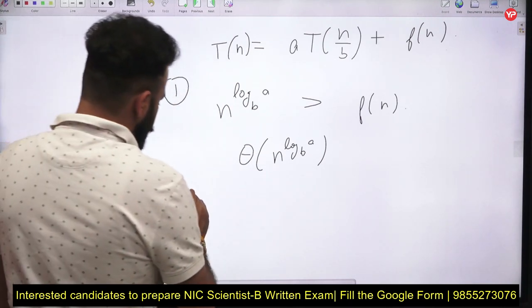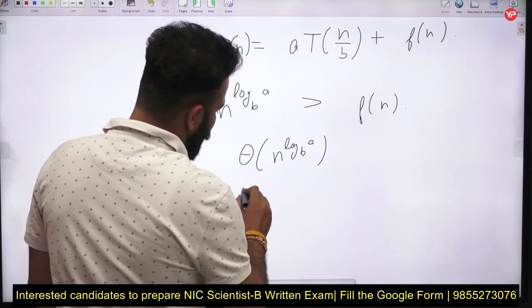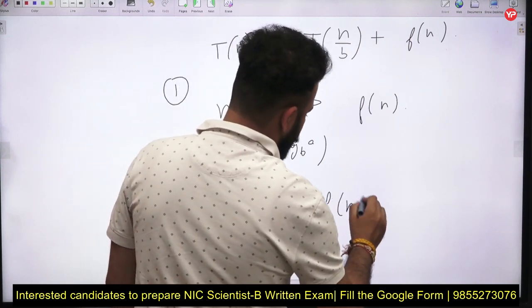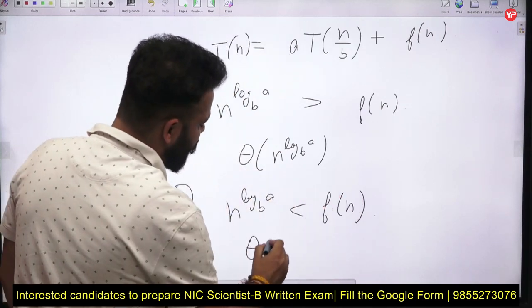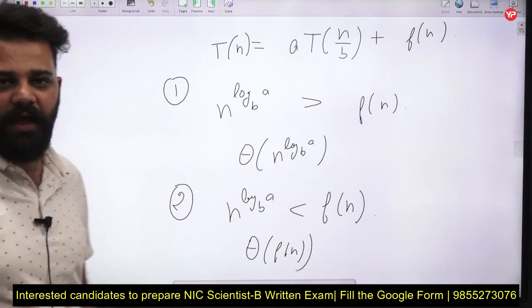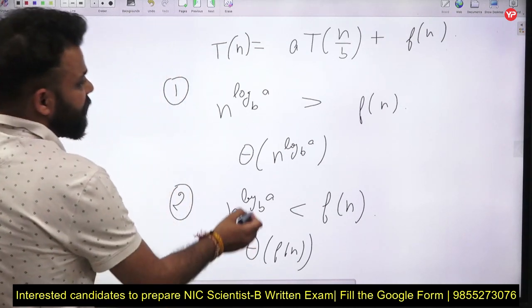Time complexity will be n^(log_b a), or you can use theta notation here also. In the second case, if n^(log_b a) is less than f(n), then the time complexity for the function will directly become theta of f(n).